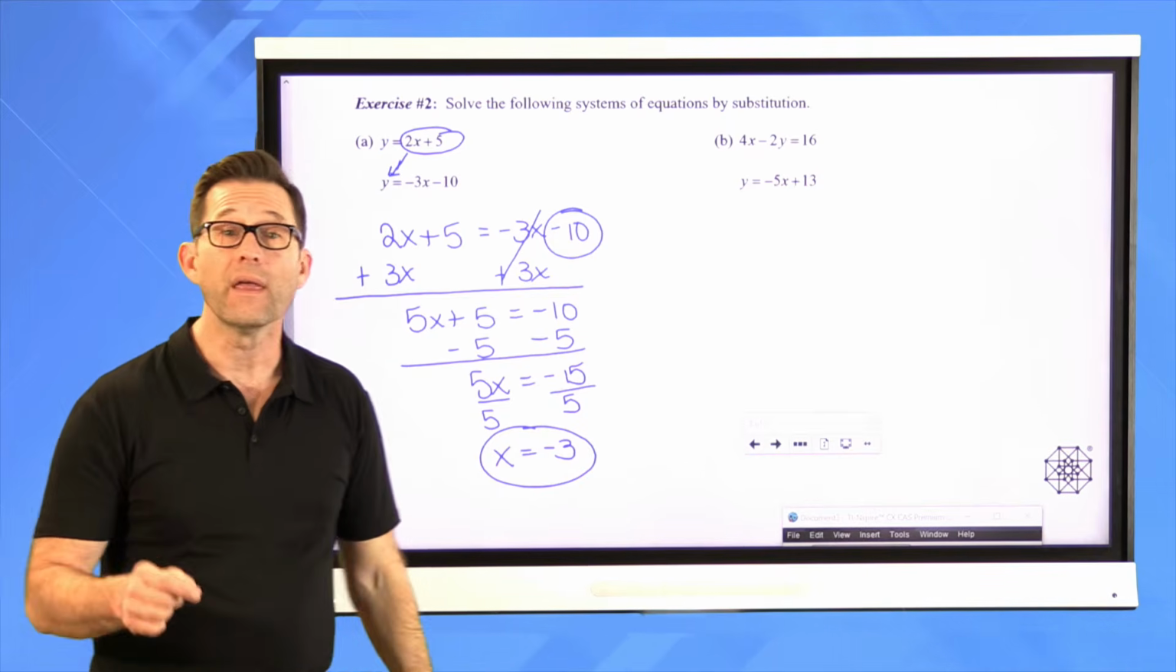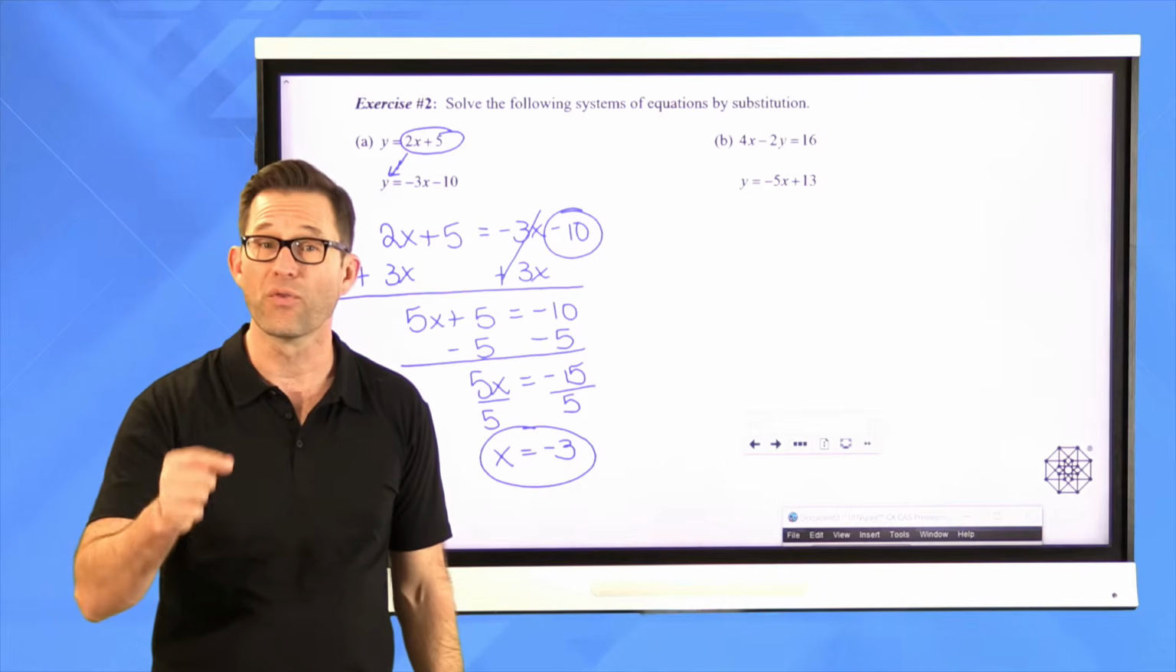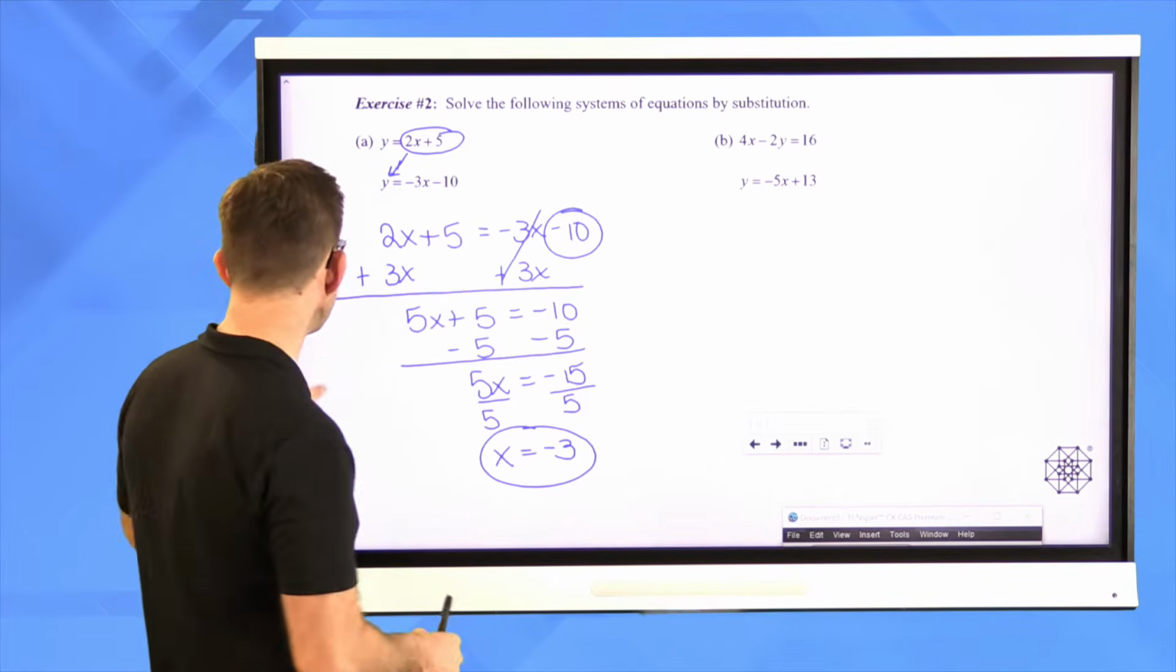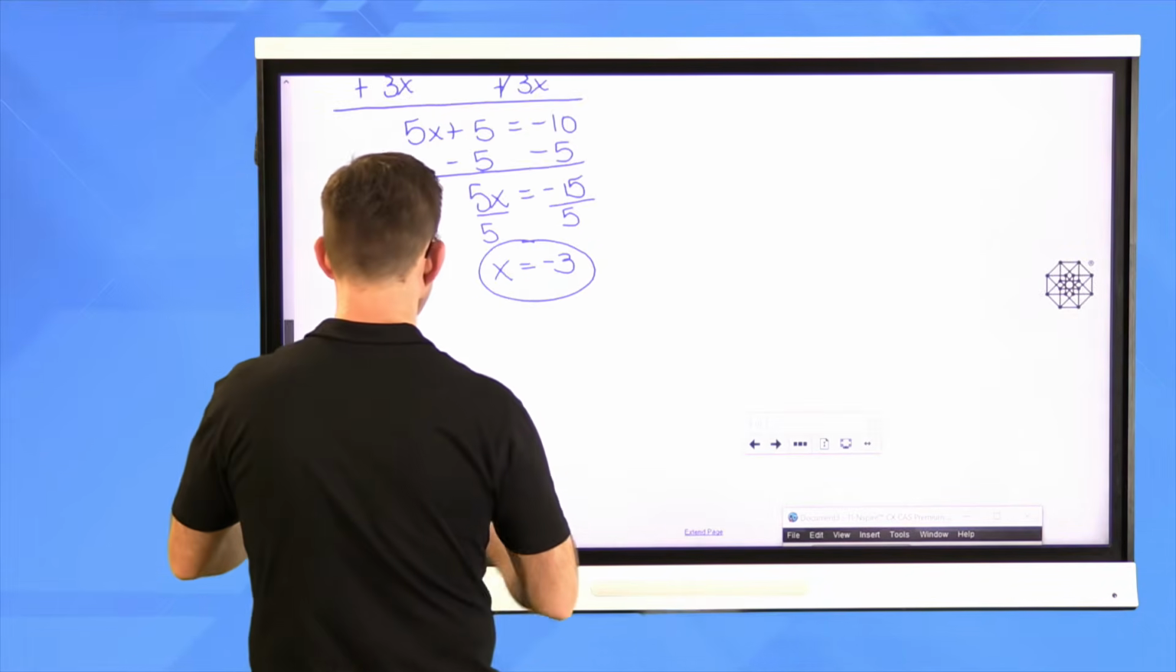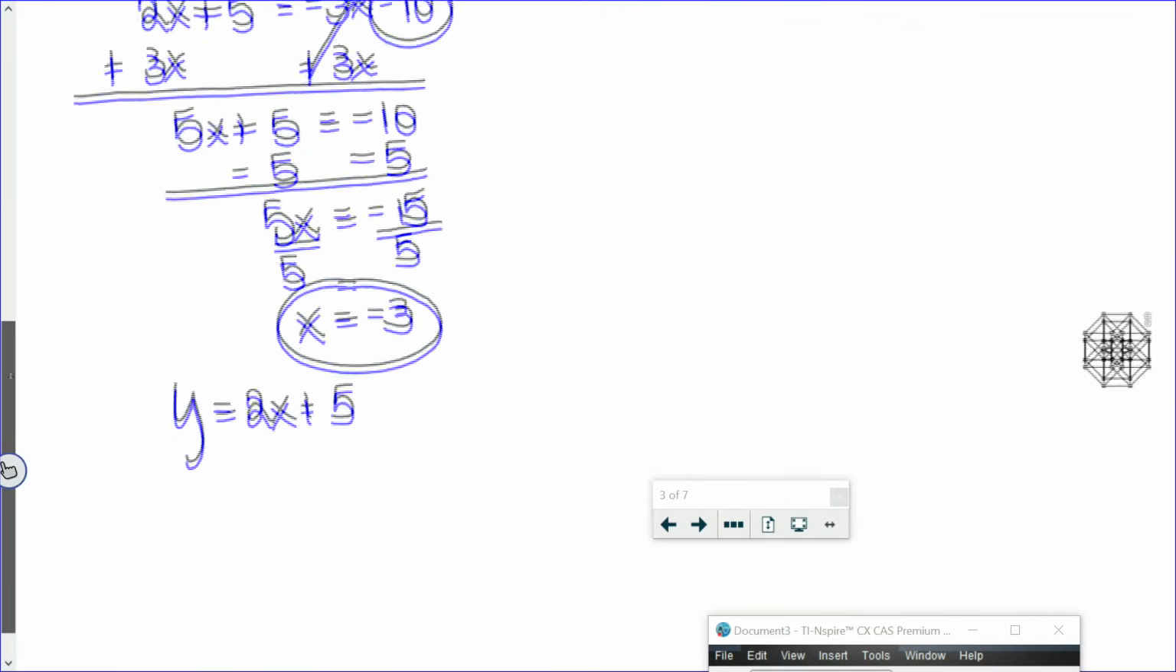By the way, it shouldn't matter which equation you substitute it in. You should get the same y in both cases. So I'm going to substitute it into the first one. Right? The first equation is y equals 2x plus 5, I think. Let me just check. Yep.